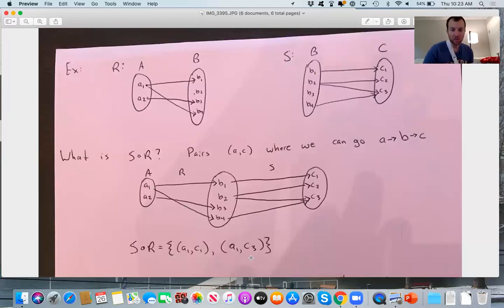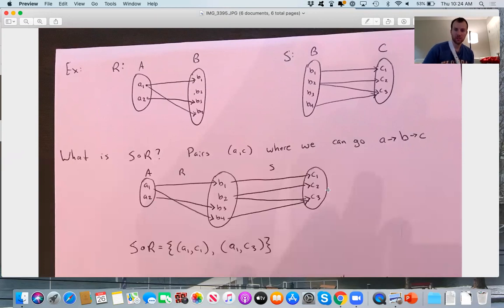If we keep looking, we say, well, hey, A2 goes to B3, but there's no arrow going out of B3. So that doesn't end up giving us a pair. Also, there's an arrow going from B2 to C2 and to C3, but there's no way to get from anything in A to B2, so we can't get an arrow that way. So when we're looking for these pairs in the composition, it has to be this two-step process. And sometimes the arrows only get us halfway, and those don't give us pairs in the composition.